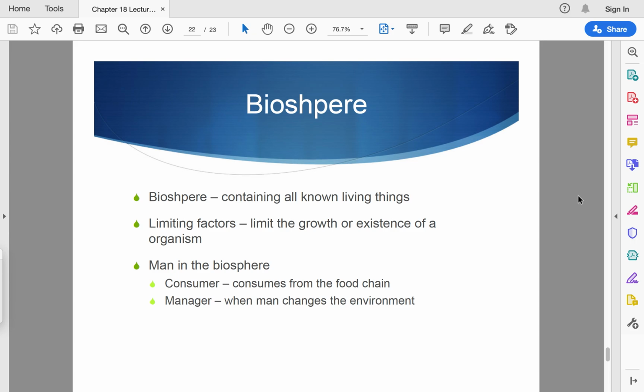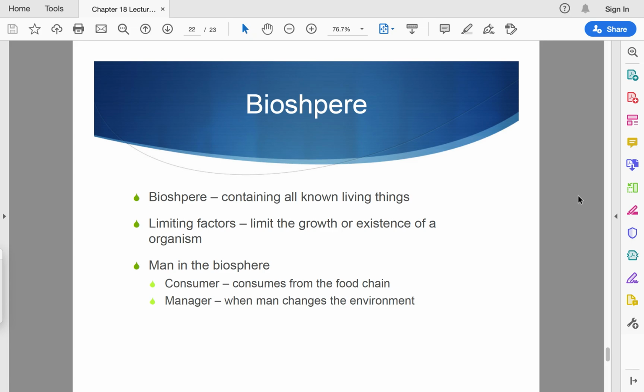And let's look at man's part in the biosphere. As a consumer, right? We are not producers. We don't produce food. We don't exhibit photosynthesis. But as a consumer, we consume from the food chain, whether we're consuming producers, like as a primary consumer, or as a secondary or even tertiary consumer. Okay? Man is also a manager.